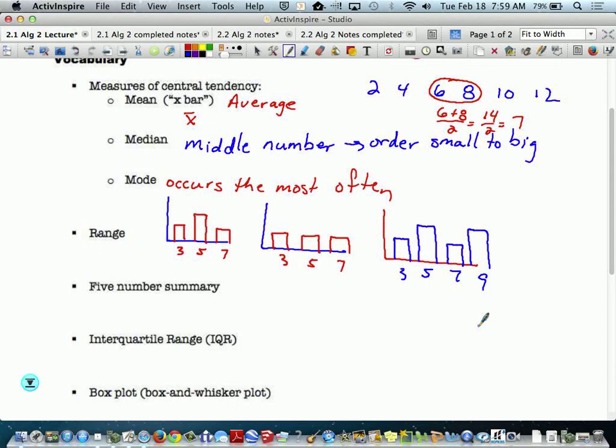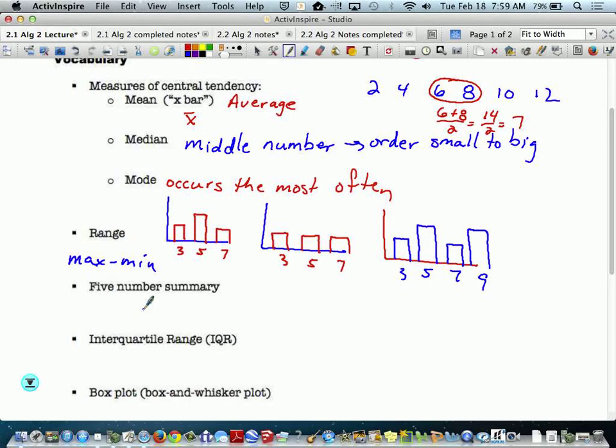Range. What's the range when you look at a data set? The biggest number minus the smallest number. Max minus min. You take the maximum number minus the minimum number.